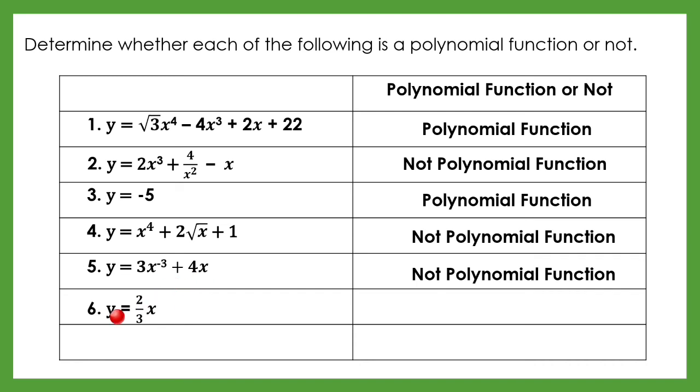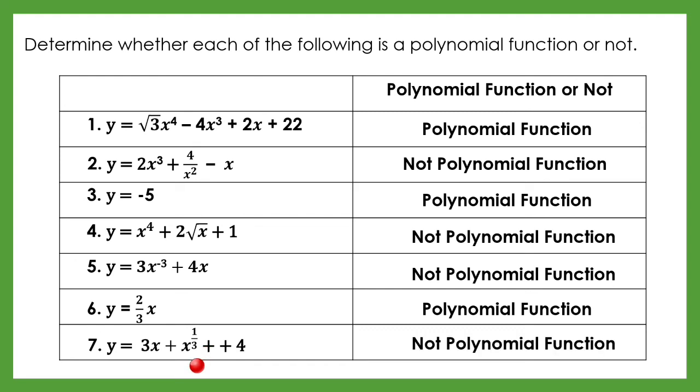Number 6, y equals 2/3 x. So, ang numerical coefficient natin is 2/3. Ang variable natin is x. Hindi naman siya nasa denominator. So, this is an example of polynomial function. And lastly, number 7, y equals 3x plus x raised to 1/3 plus 4. So, this is an example or not example? So, ang kanyang exponent ay fraction, not whole number. So, this is not polynomial function.